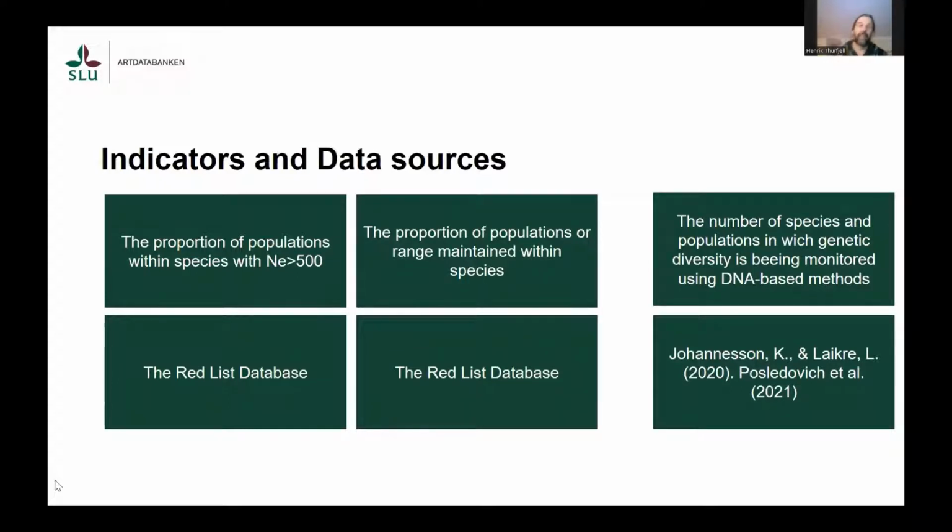When we're looking at the indicators, we can say that for indicator 1, the proportion of populations within species with an effective population size of more than 500 individuals, we can use the Red List database. For indicator 2, the proportion of populations or range maintained within species, we can also use the Red List database. But for indicator 3, the number of species and populations that are monitored using DNA-based methods, we're using gray literature.